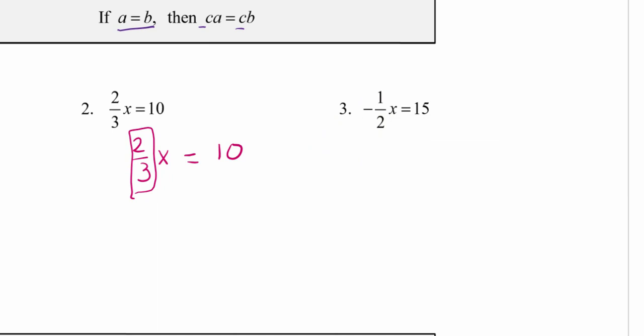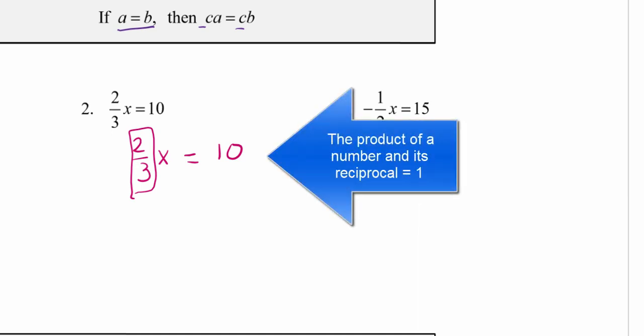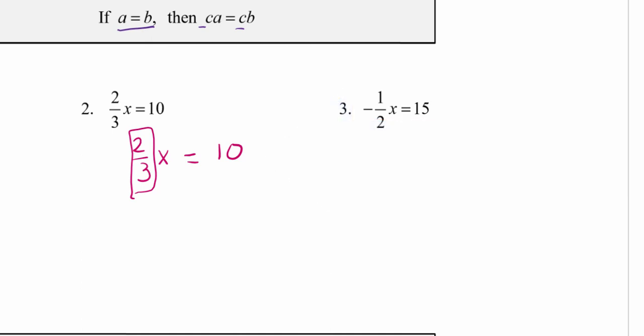And how do we get the fraction 2/3 to give us an answer of 1? Well, we can use the reciprocal. Multiplying a fraction by its reciprocal gives us a 1. So the reciprocal of 2/3 is 3/2. So we are going to use the multiplication property, and we're going to multiply both sides of this equation by 3/2. Notice me putting a 1 under that 10 to make a fraction, and then putting the 3/2 next to it. So again, what's going to happen on the left?